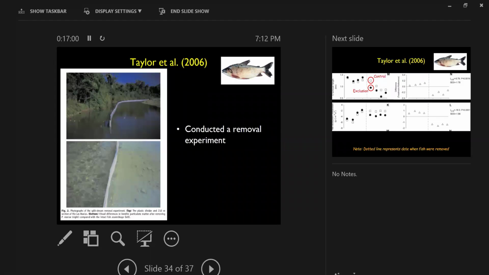So these authors said, all right, let's go ahead and remove Procholotus from one side of the stream and see how it affects it. And so they did this. They split the stream in half. They buried a fence down the middle of the stream, and what you can see on the bottom is what the bottom of that stream looked like when the Procholotus were removed on the right versus when they were present to the left. And you can see a lot more organic matter settling on the bottom, right? There's just a lot more detritus on the bottom of the stream to the right.